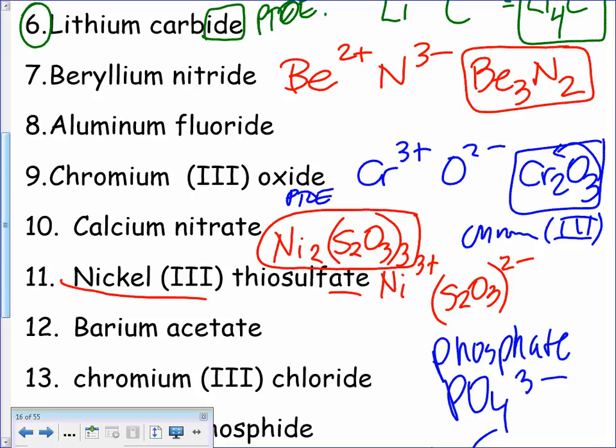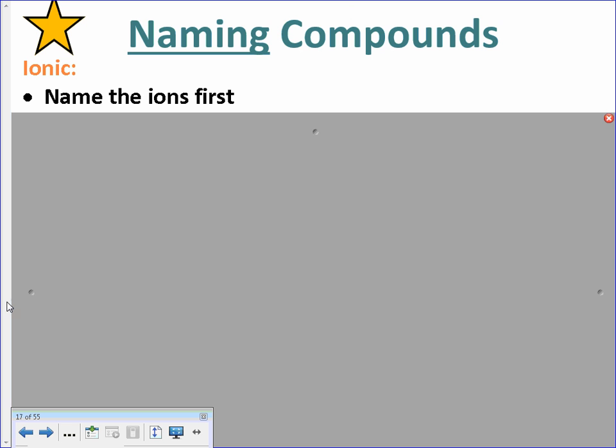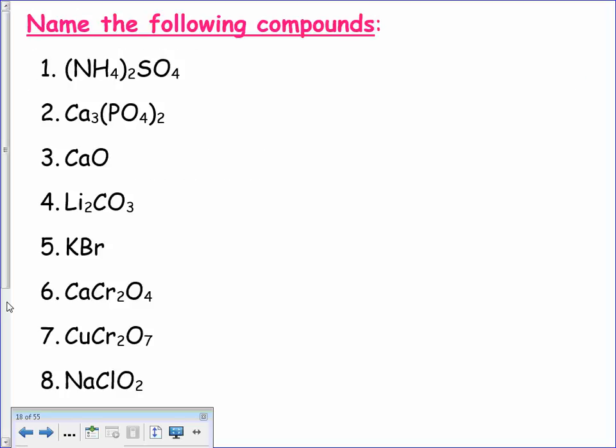So I think looking at the name and finding the formula is easier. I don't know about you. But let's go backwards. Let's do a couple that are opposite, naming the ions first. Here we go. This is on your paper. You have it? Yeah? All right, let's go backwards.